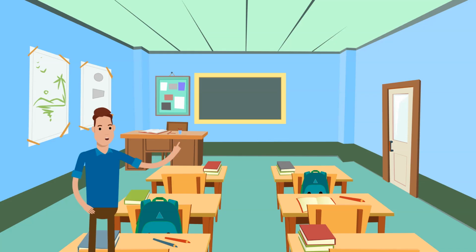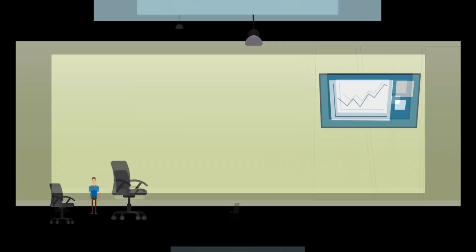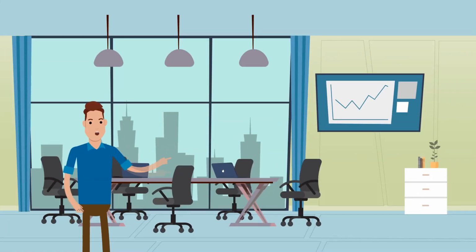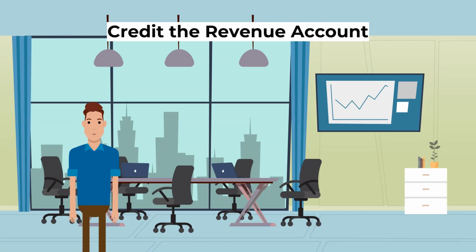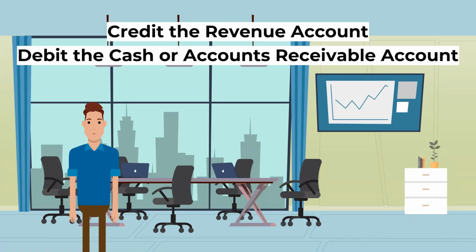Now, let's explore the double entry system for recording expenses and revenues. Every transaction in accounting has two sides, a debit and a credit. Let's start with revenues. Revenues represent money earned by the business, increasing profit and, therefore, capital. When recording revenue in the double entry system, do the following. Credit the revenue account. This increases income. Debit the cash or accounts receivable account. This shows an increase in assets.